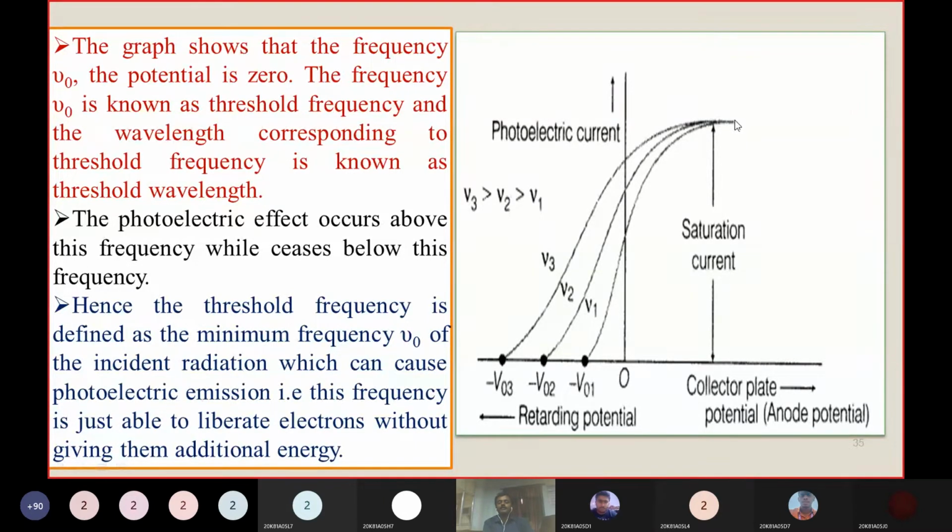Saturation current is constant. If you increase the frequency, what happens? The kinetic energy only increases, but the number of electrons does not increase. So that's why saturation current is constant. Observe here.